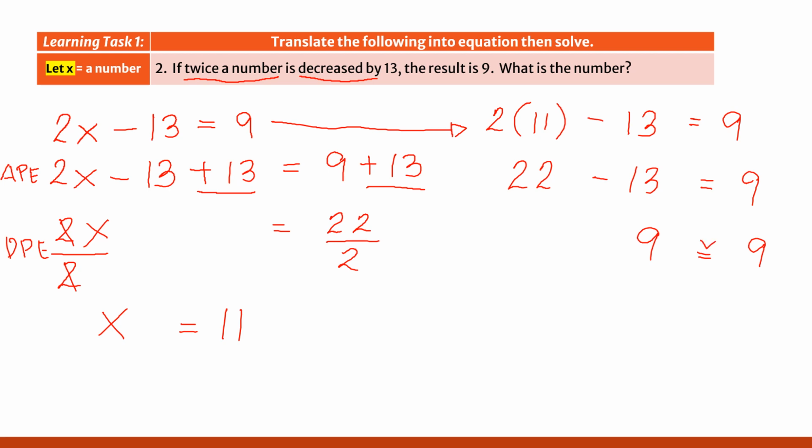And 9 is equal to 9. Which, of course, tama. Diba? Now, ibig sabihin, x equals 11, okay, is correct. So, the number or the unknown number in this problem is 11. Okay? Ayos.